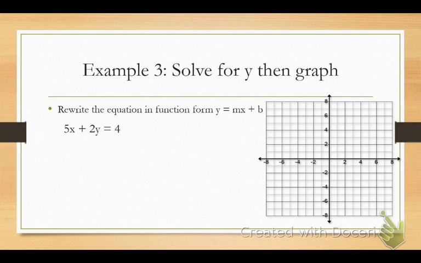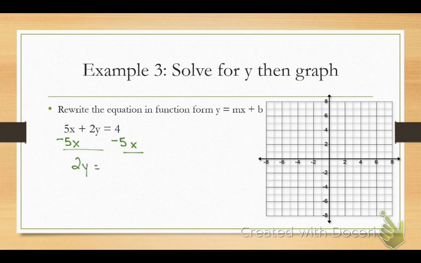All right, someone raise your hand. What do you do first to get it in function form, Mason? Subtract 5x. Yes, sir. I feel like you're doing better on these. You think you're doing better? Yeah. I think so. Because at the beginning you said unfortunately or sadly or whatever, right? I think you're doing better.